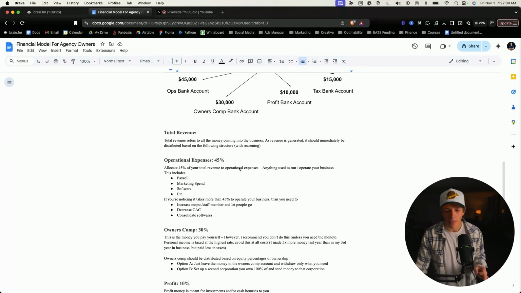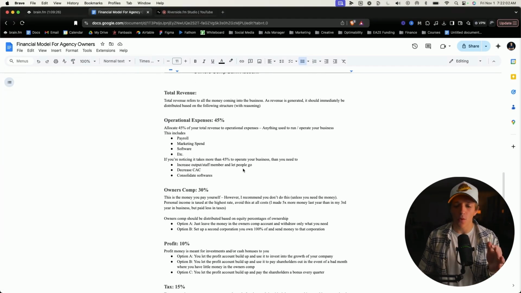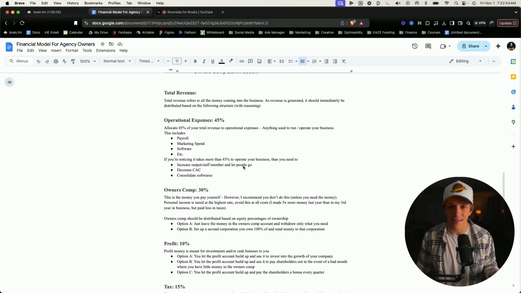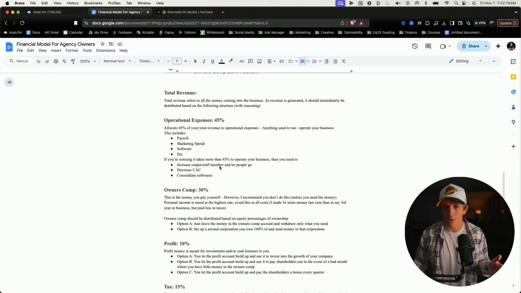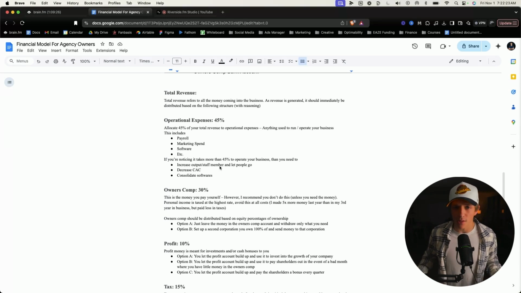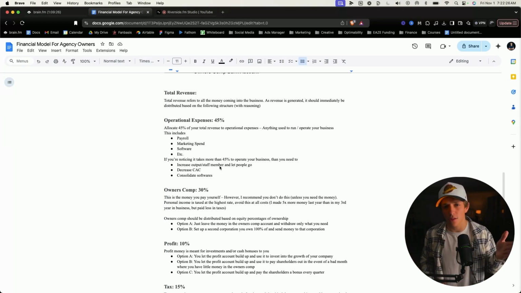Now, if you're noticing that it takes more than 45% to operate your business, then you have a problem. Okay? If you need to spend more than 45% in the agency space to operate your business, then you either need to increase the output of your staff members or let people go, right? If you're spending too much on payroll, well, you have to look and ask, do I need to be spending all this money on payroll? Do I need all these people? The answer is probably not. So you have to have those tough conversations because your business depends on it.